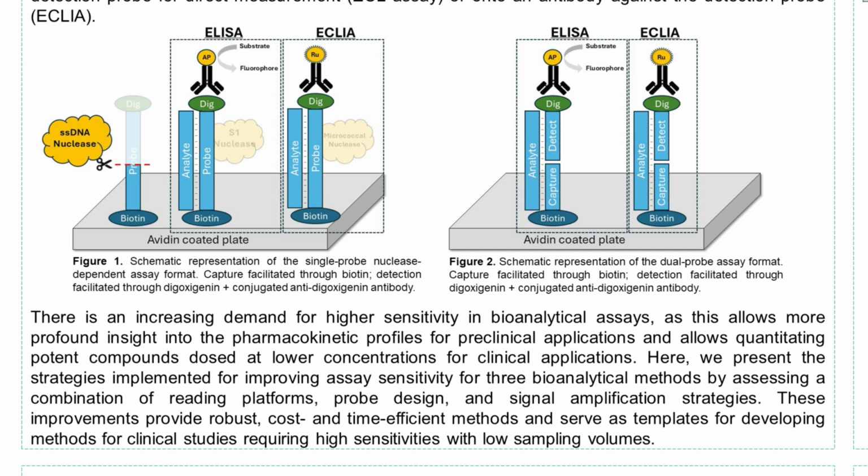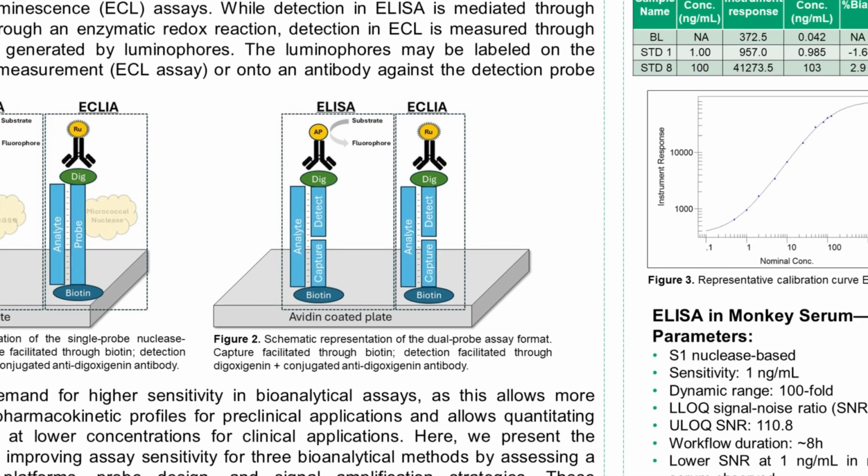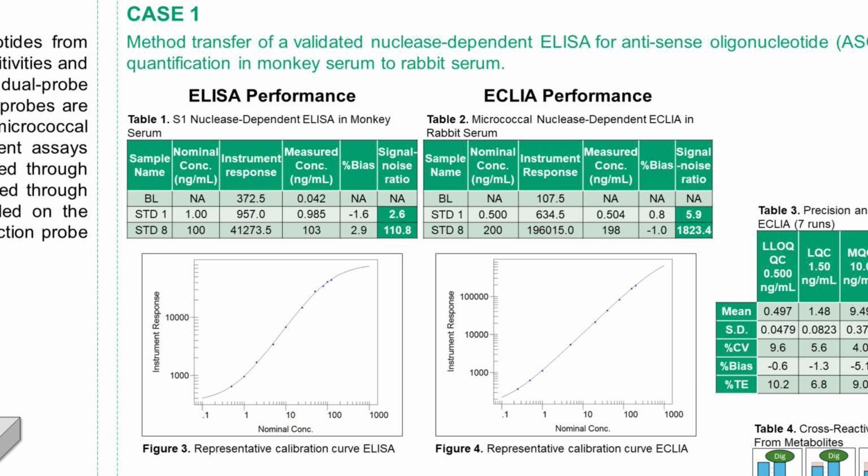There is an increasing demand for higher assay sensitivities to support deeper insight into the pharmacokinetic profiles for preclinical applications and to support quantitation of potent compounds dosed at lower concentrations in clinical applications. This work showcases 3 bioanalytical methods where higher sensitivities were achieved by assessing different reading platforms, probe designs, and signal amplification strategies. In the first method, Case 1, a previously validated S1 nuclease-based ELISA for the quantitation of an antisense oligonucleotide, ASO, in monkey serum was to be transferred for use in rabbit serum.